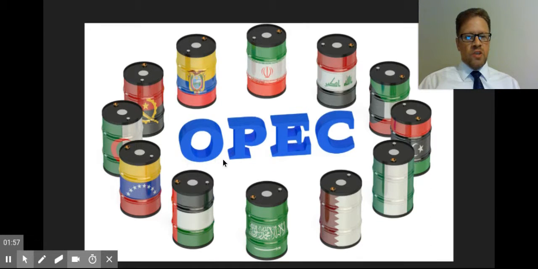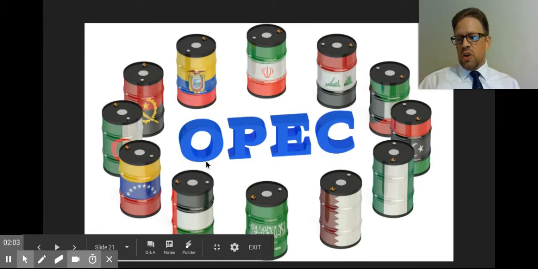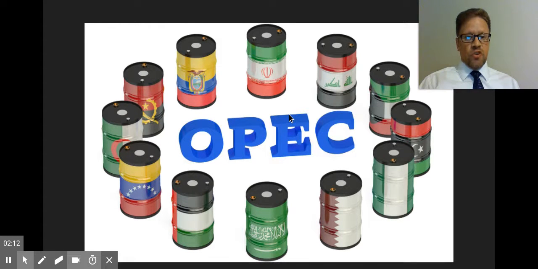For instance, the Organization of Petroleum Exporting Countries are all the countries in the world that make most of the oil. So they actually came together at one point and determined that let's not compete against each other. Let's agree to increase prices at the same time so that way we don't compete against each other and we can still make tons of money off the Americans.